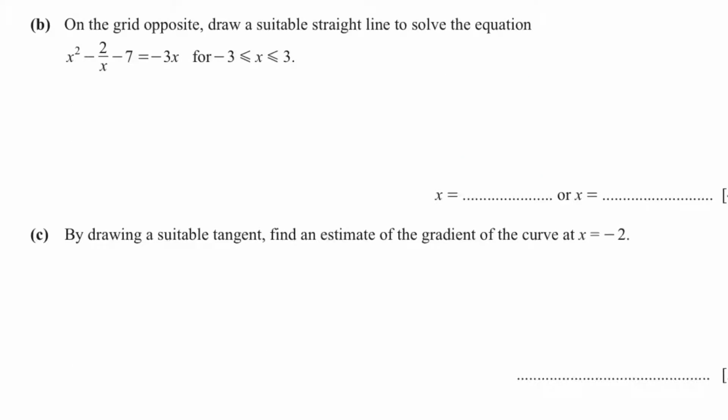In part B, you have to draw a suitable straight line to solve the equation. This is the equation given, and it is equal to negative 3x.